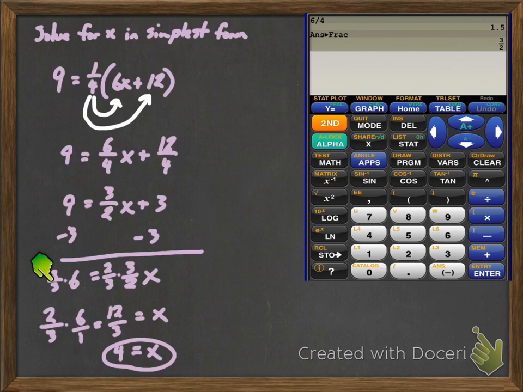So 2 over 3 times 6, well, that's 2 times 6 is 12. 3 times 1 is 3. Remember, 6 is just the same as 6 over 1. So that leaves me with 12 over 3 equals x. Well, x is just 4.